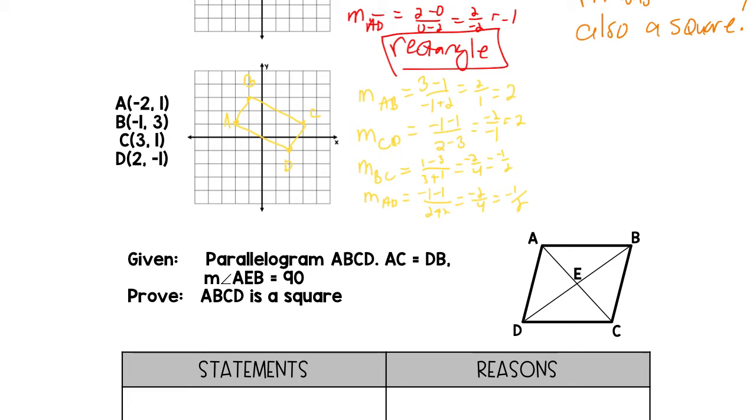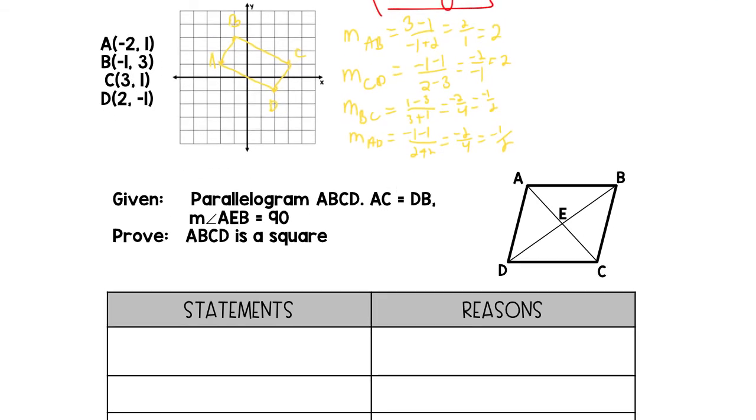So I'm going to scoot up and give myself a little bit more room. That means that it is a rectangle. Those sides are perpendicular, so it is a rectangle. Now let's look at the diagonals. The slope of AC is 0 because it's a horizontal line.